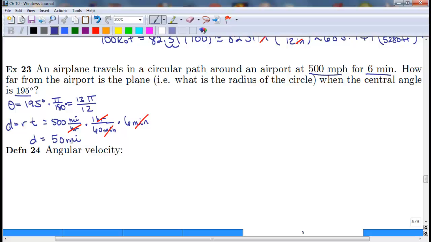We've got an angle of 13 pi over 12. So we just set up our equation. We say, okay, distance or arc length in this case is equal to the same thing, theta r. So we know the distance was 50. We know the theta was 13 pi over 12. And we want to find the radius. So all we have to do is multiply by 12 over 13 pi to get rid of that fraction. So we multiply on both sides by that 12 over 13 pi. And we will get our answer.